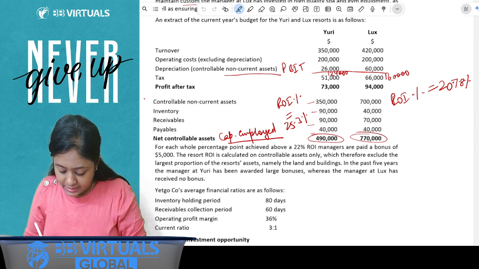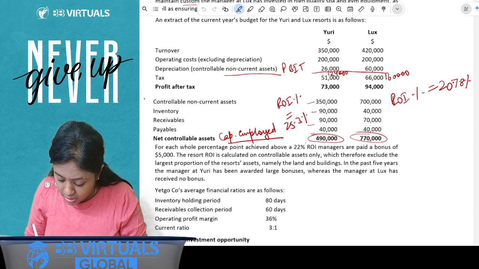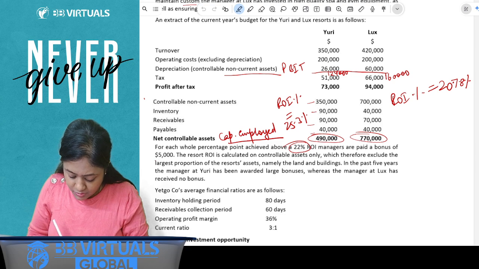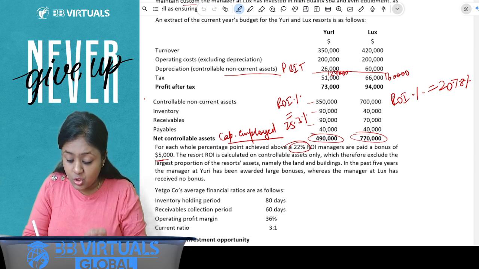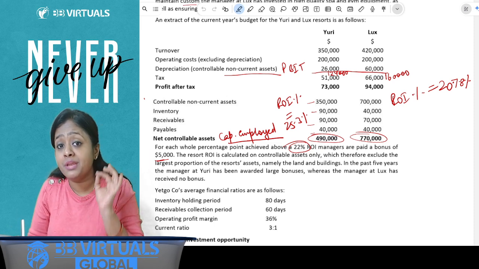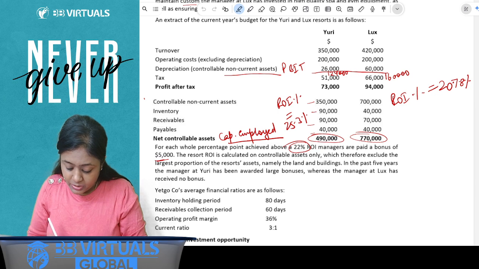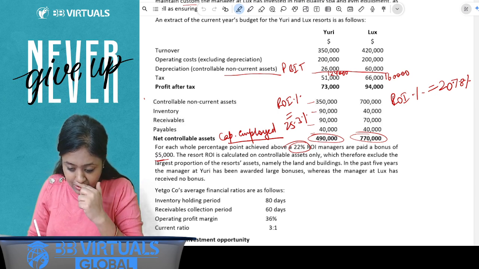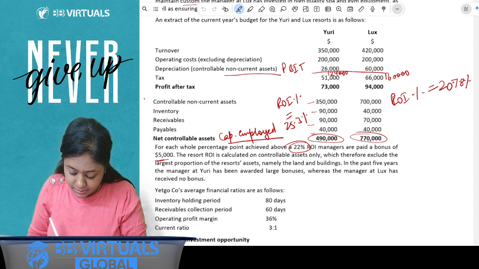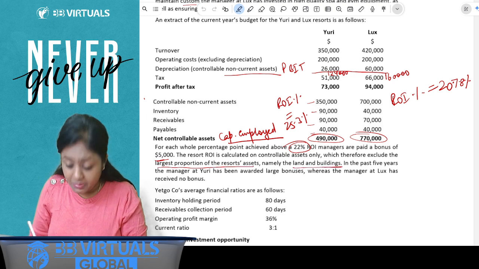For each whole percentage achieved beyond 22% ROI, managers are paid a bonus of 5,000. That means here Uri will get a bonus, Lux will not get a bonus as the percentage is below 22%. The resort ROI is calculated on controllable assets only, which therefore excludes the largest proportion of the resort's assets, which is land and building.